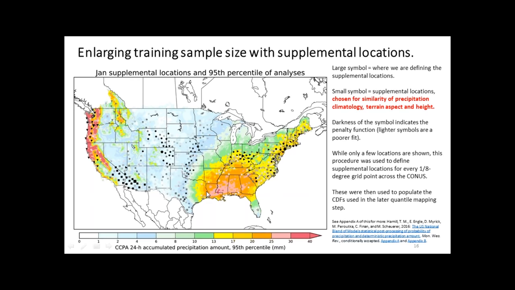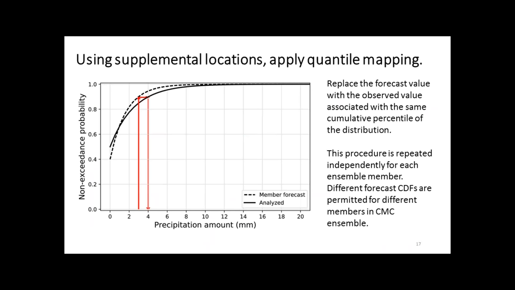Okay, so I'm doing this effectively at every 1/8 degree grid point all over the United States, including the Columbia Basin, actually, anywhere you see colors on this map. I've got a set of supplemental locations, 50 additional locations, to bolster my training data. With that training data, I populate these cumulative distribution functions for the analyzed and for a member forecast. Let's say we have a 3-millimeter forecast today. We map that over. That's at roughly the 90th percentile of the distribution. The 90th percentile of the distribution in the analyzed is 4 millimeters. So we are replacing our 3-millimeter forecast with a corrected 4-millimeter forecast.